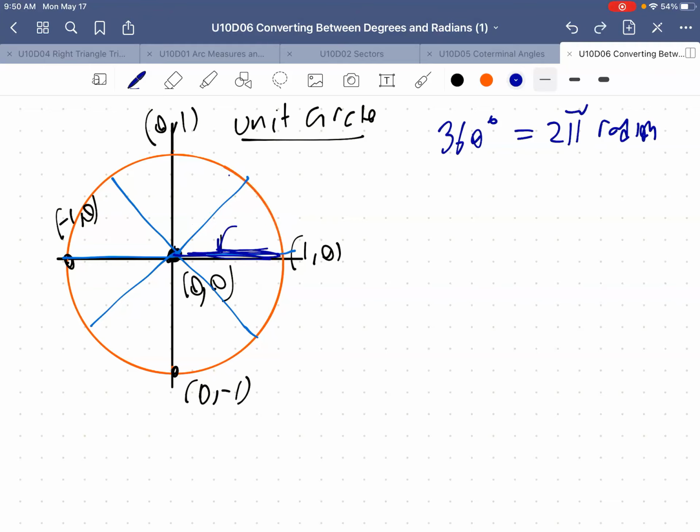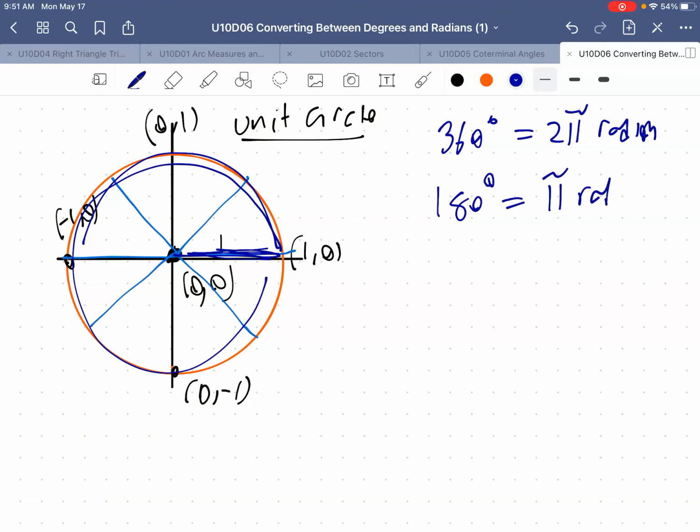So if I asked you what the measure of an angle around this entire circle was, in degrees, the answer is 360 degrees. In radians, it is 2 pi radians. So what is 180 degrees in radians? That's the distance around half the circle. That should be equal to half the distance around the whole circle, so it should be pi radians.